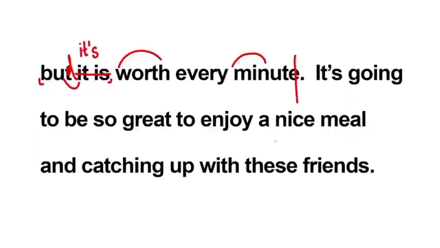But it's worth every minute. It's going to be so great to enjoy a nice meal.